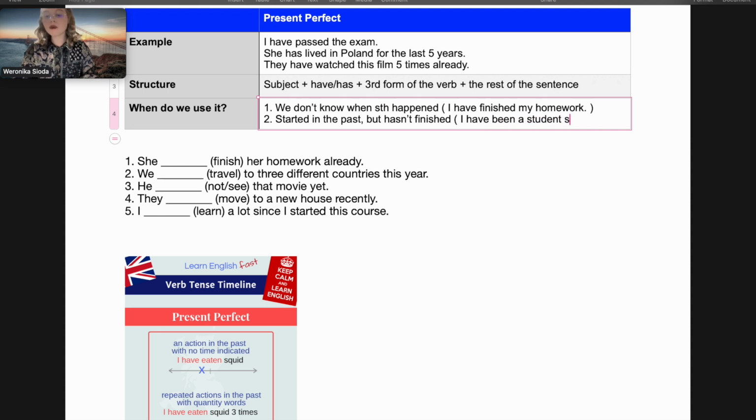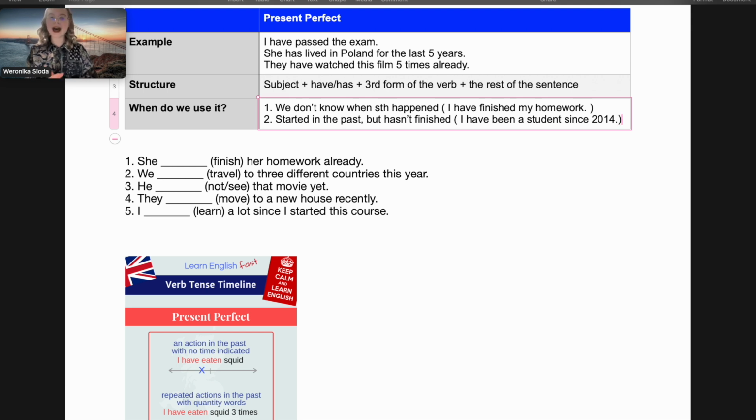For example, since 2000, when was that? 2008, I was born, plus 6, 14. Yeah, so I have been a student since 2014. I still am a student, I still go to school.